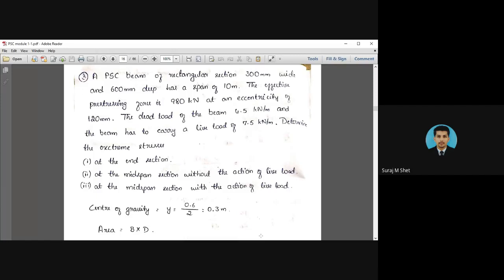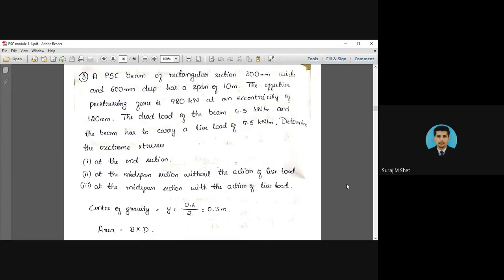So determine the extreme stress. They are asking to determine the extreme stress at the end section, midspan section with live load, and midspan section without live load. Okay, they asked to find the extreme stress for three conditions.